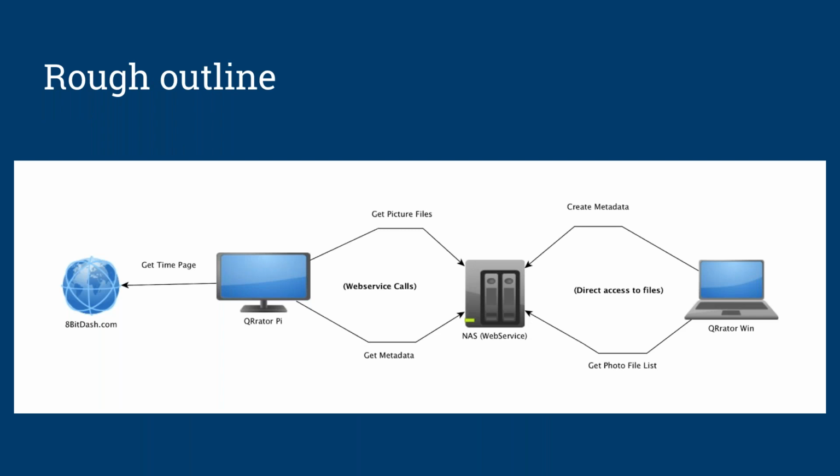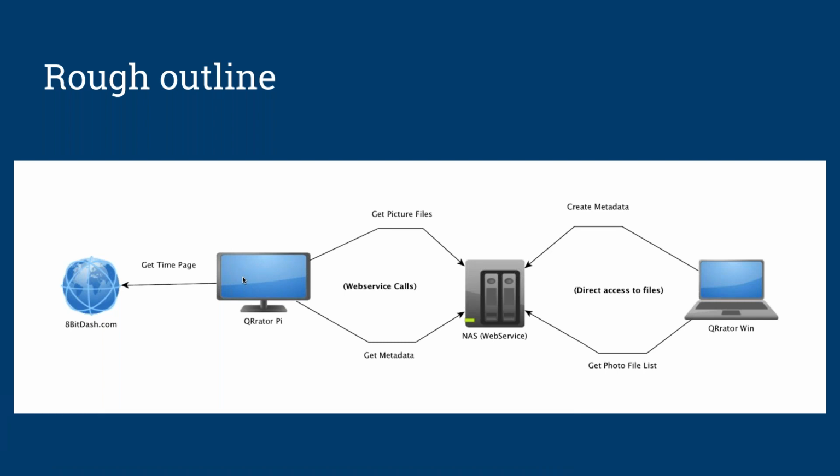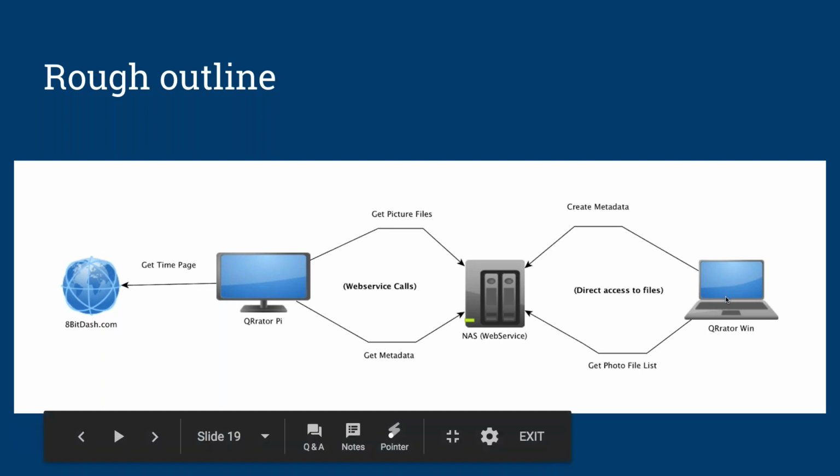So this is a rough outline of what this looks like. There's a number of things here. This guy right here, the monitor, is actually what this device will be. So this is Curator Pod. Another application over here is running on my laptop, which I'll also show you in a second. It's called Curator Win, so Windows, right? In the middle here, there's my NAS, which is running a web service. Another gotcha, which I'll get to in a second.